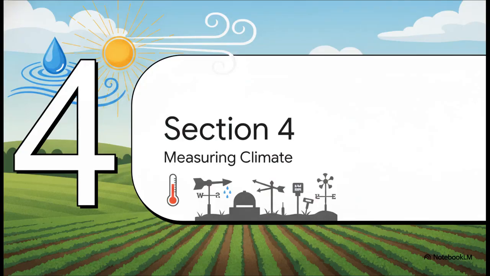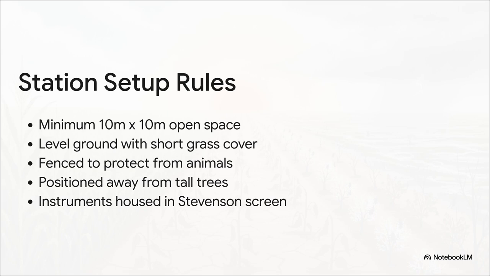Section 4, measuring agricultural climate factors. Accurate agricultural data requires strict physical parameters. If you don't set it up right, you'll get false readings. An ideal meteorological station requires a minimum open space of 10 by 10 meters.